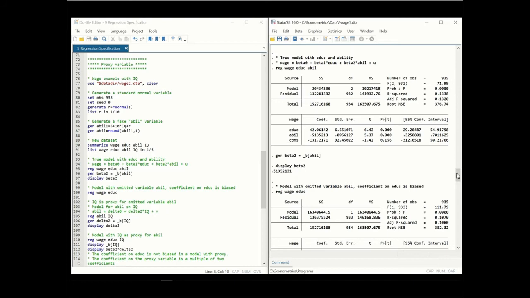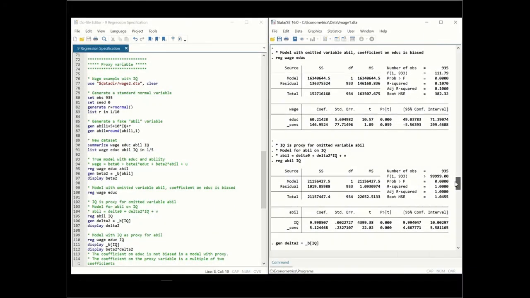Okay, so what we're going to do next is we will calculate the model with the omitted variable ability. So the coefficient on education would be biased. So I will do here a regression of wage on education. You see how ability is missing. We actually didn't have ability in that data set. That was the original data set when we don't have it. Here is the result that we're going to have.